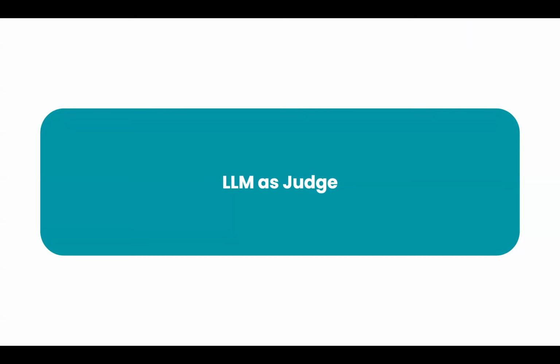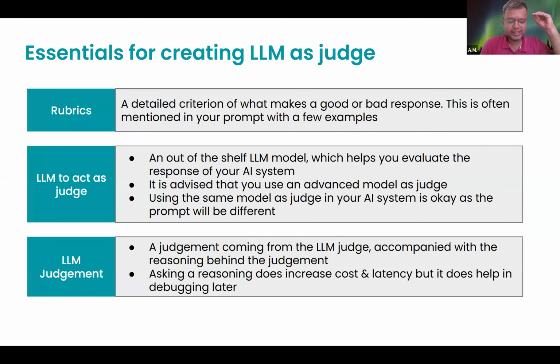Okay, so let's move to something called LLM as judge. When you are creating any kind of a judge, you should have three things in mind. First, you should have a rubric in place. What does this rubric do? This rubric is nothing but a detailed criterion of what makes a good response and what makes a bad response for a given output. And this is something that you can not only describe in your input prompt, but you can also attach a few short examples around the same.